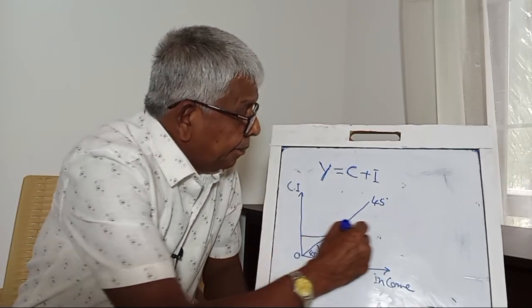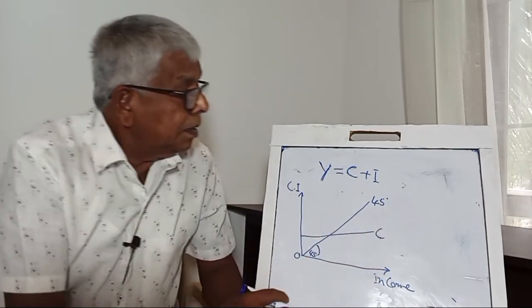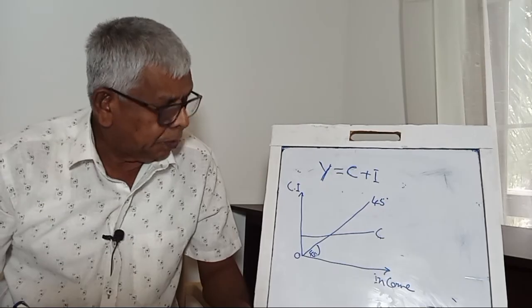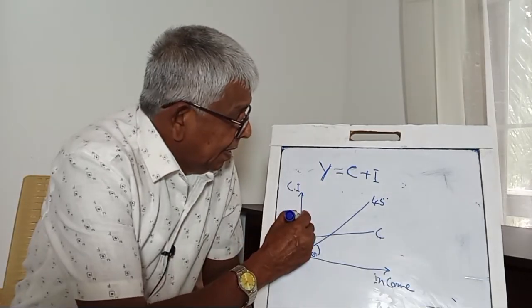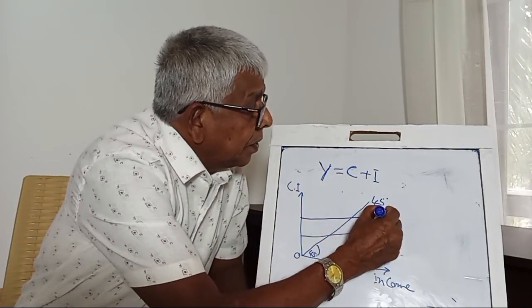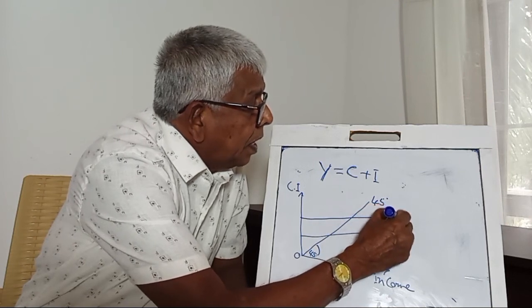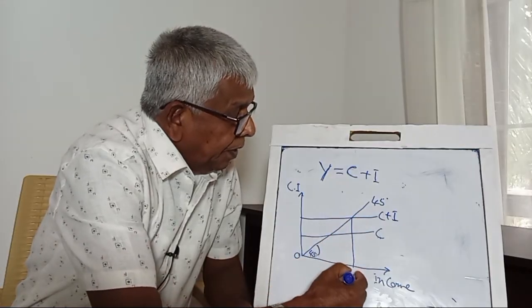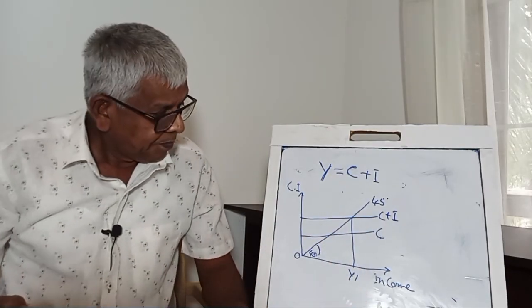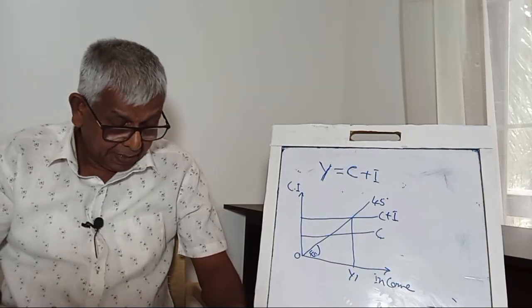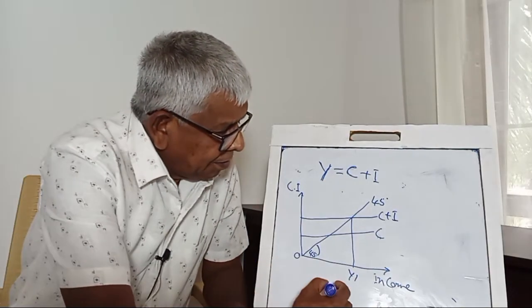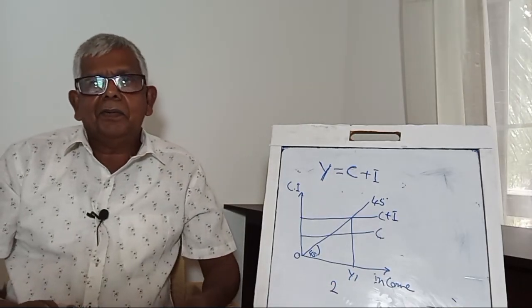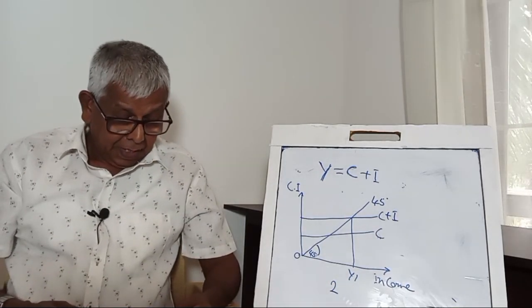So this is C, the consumption expenditure curve, and plus I, C plus I here, Y1. Figure 2.